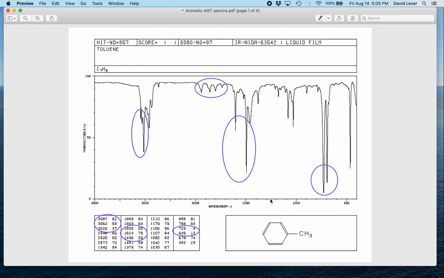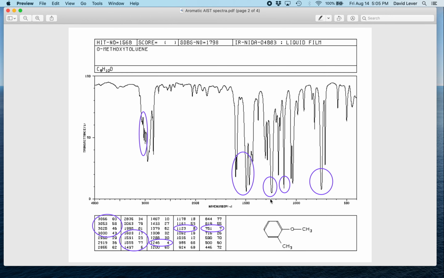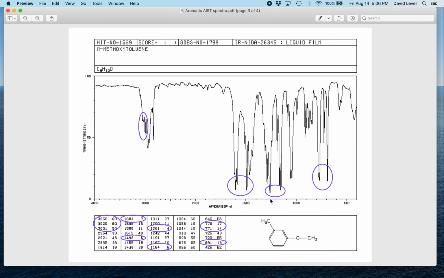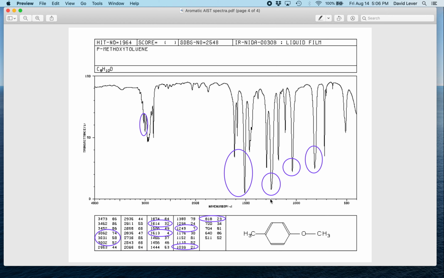Right? Two peaks close together for monosubstituted, a single peak on the lower energy side around 750 for ortho-substituted, two peaks further apart for meta-substituted, and then a higher energy around 820 or 850 for a single peak for the para-substitution.